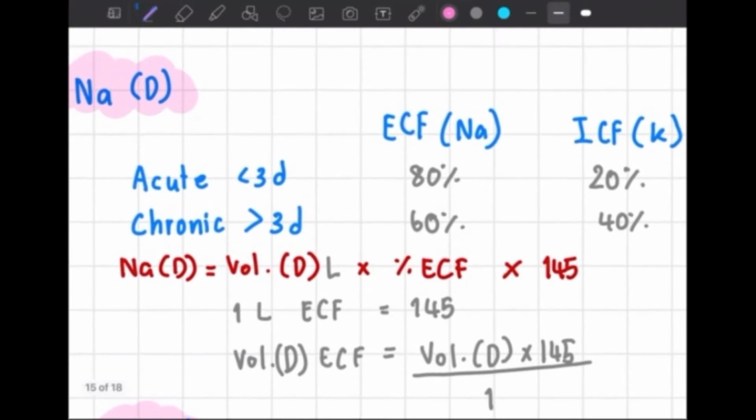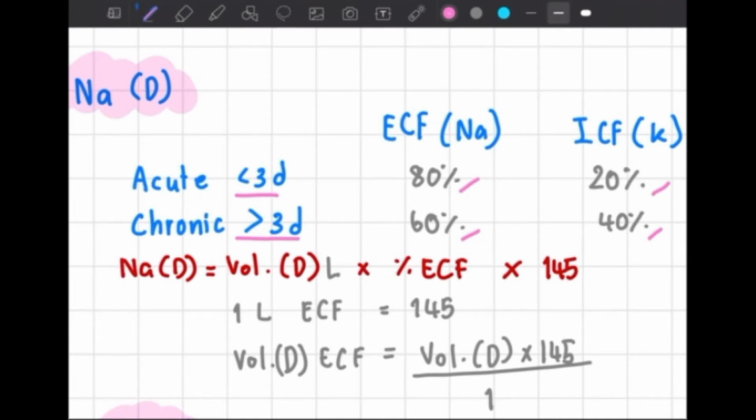The next value is our sodium deficit. Now, the timing for sodium deficit is really important. If the dehydration was an acute dehydration, which is less than 3 days, the ECF would have lost more compared to when it is a chronic dehydration, which is more than 3 days. As you can see the ratio here, in acute, the ECF would have lost 80% and the ICF would have lost 20%. Now if it's chronic, the ECF would have lost 60% and the ICF would have lost 40%. So you can see the shift of ratio between the acute and the chronic time.